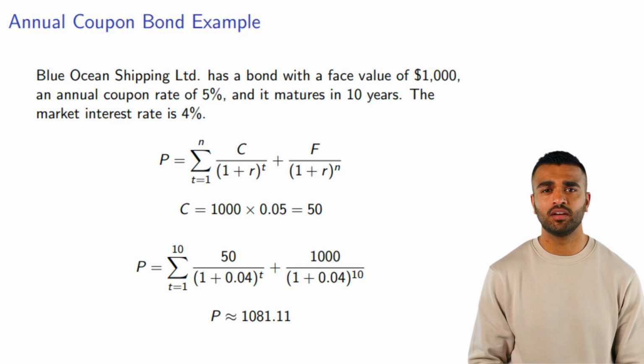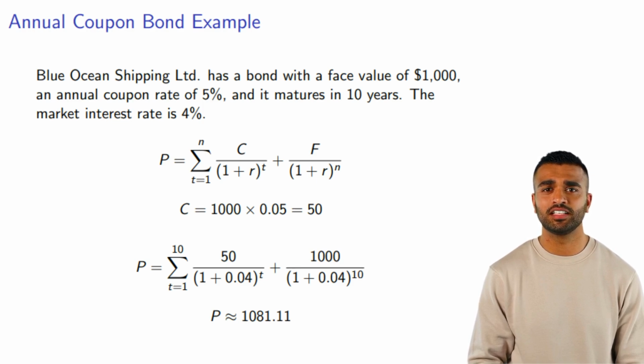Next, let's consider a bond issued by Blue Ocean Shipping Limited. The bond has a face value of $1,000, an annual coupon rate of 5%, and it matures in 10 years. The market interest rate is 4%. To find the price of this bond, we need to calculate the present value of the annual coupon payments plus the present value of the face value at maturity.